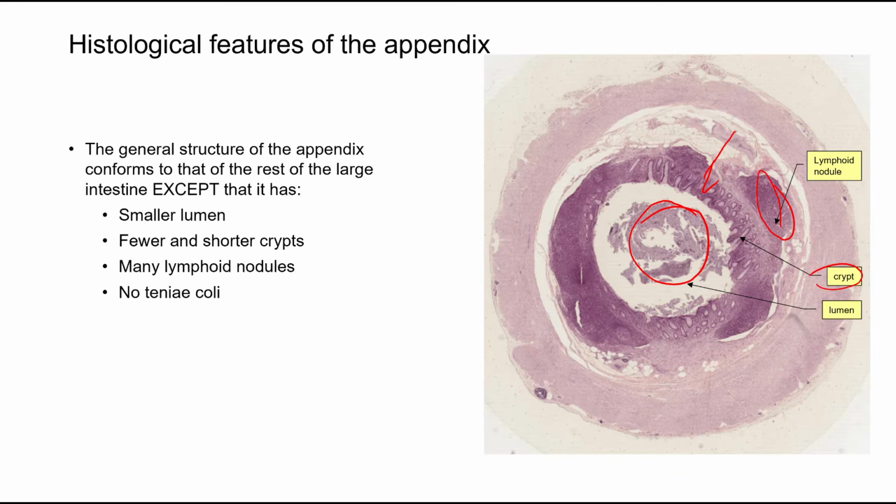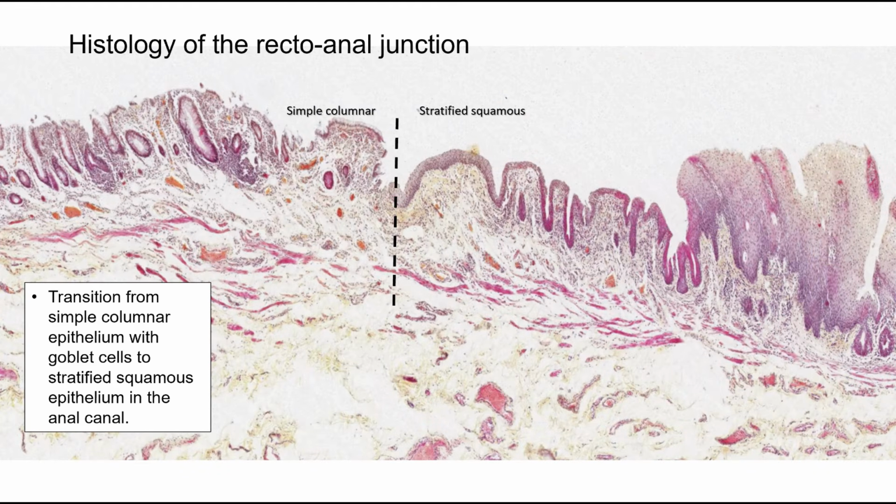And the striking feature here in the mucosa and the submucosa is the presence of a lot of lymphoid follicles. And also, if you look at the crypts, they are less numerous than the crypts that are present in the remaining part of the large intestine, in the colon. This is the histology of the anorectal junction.